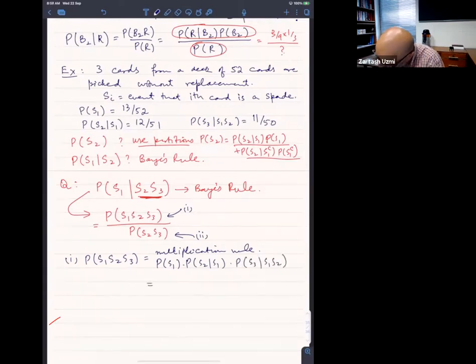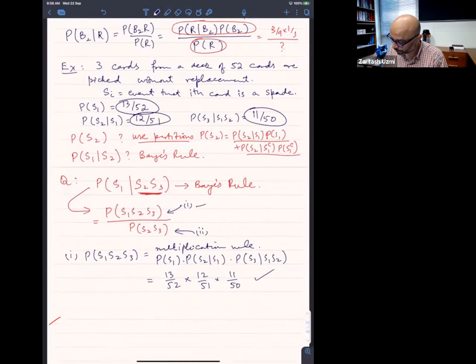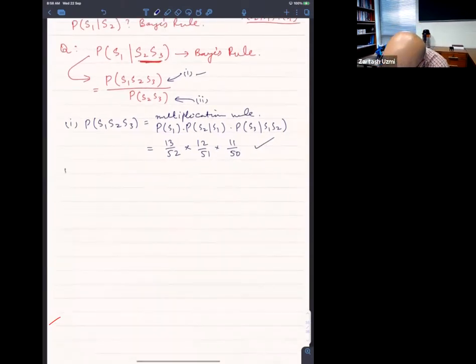ठीक है? And we have found all these three probabilities before. So this is going to be 13 by 52 into 12 by 51 into 11 by 50. And we are done. We are done with one. What about probability of S2 S3?